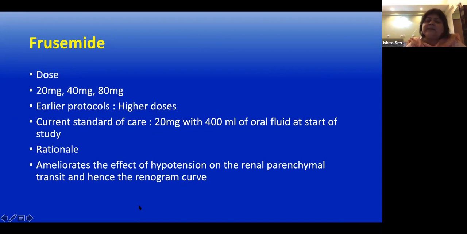The rationale is that by giving higher doses of Frusemide, you actually create hypotension, which changes the dynamics of the renal parenchymal transit and the renogram curve. So a 20 milligram with a 400 ml oral fluid is what is the standard of care today.